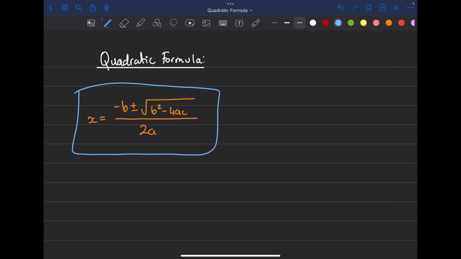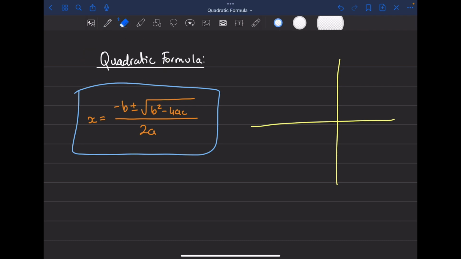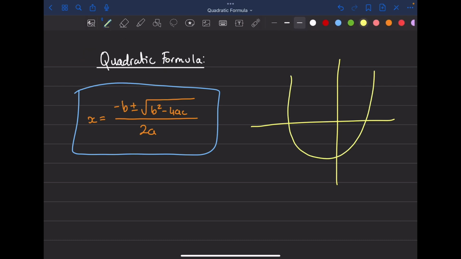So let's say I give you a function. It has to be quadratic because it's called the quadratic formula. So the function, let's say, is a curve that looks like this. And you want to find where the x-intercepts are. There's always going to be two of them or one of them. We'll get to that later. But to find these x-intercepts, you would use this formula and plug in the values of a, b, and c.